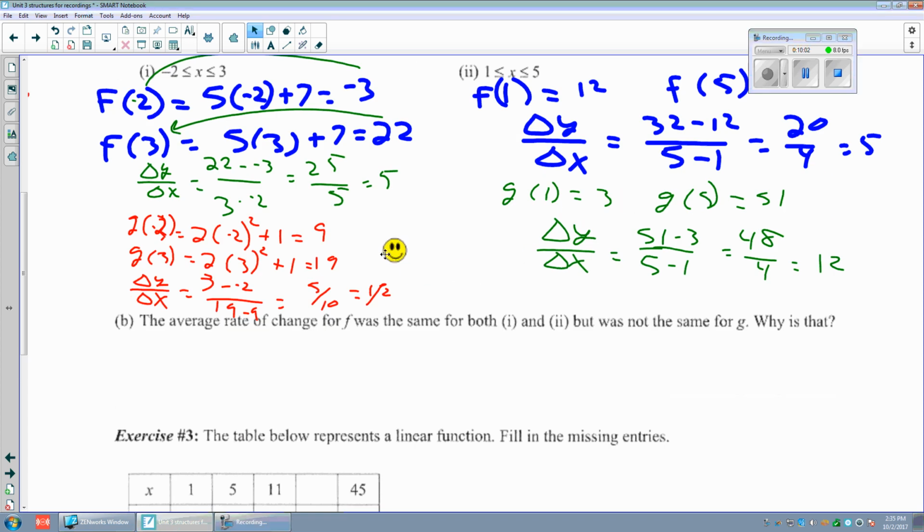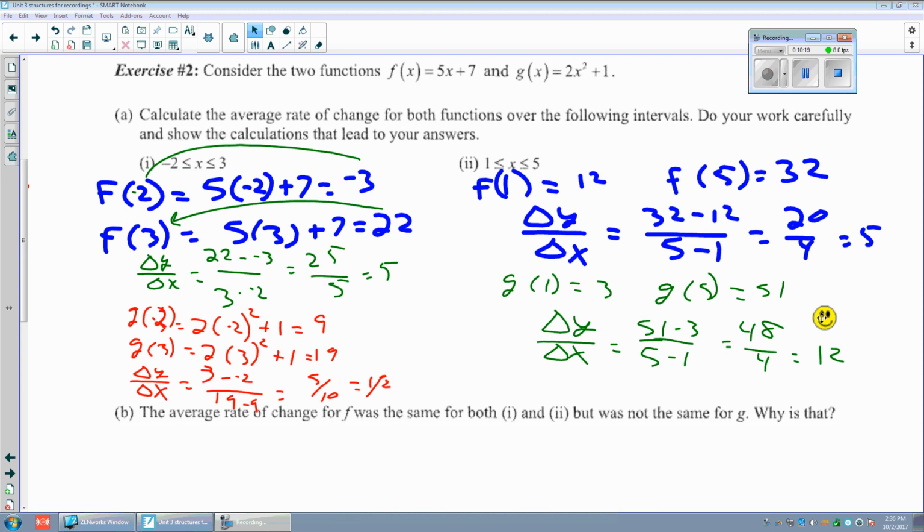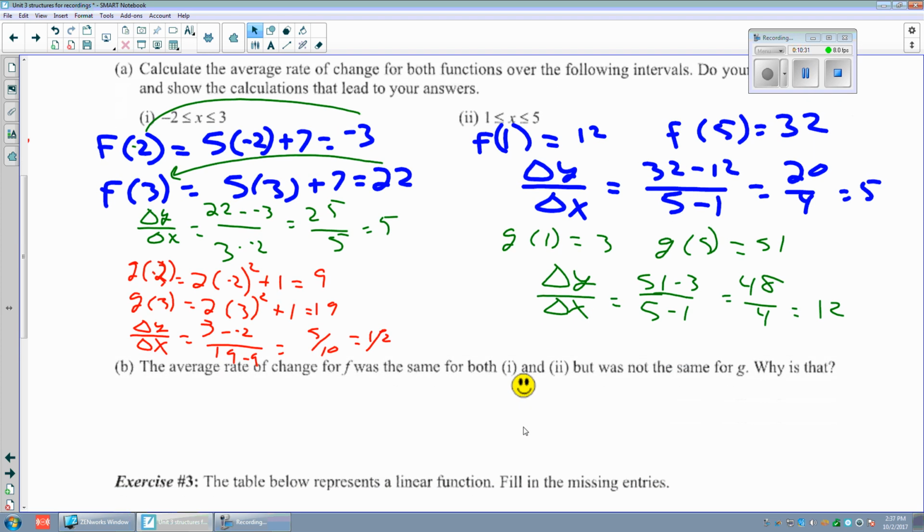So is there something strange here where we have the average rate of change being 1/2 and the average rate of change being 12? Is there something going on here? What is going on? The average rate of change for f was the same between them, but not for g. Uh-oh. I take back that uh-oh. Here we have 5 and 5. These are the f's. So we have the same rate of change, 5 and 5. Why is the 1/2 not the same as 12, is what it's saying down here.